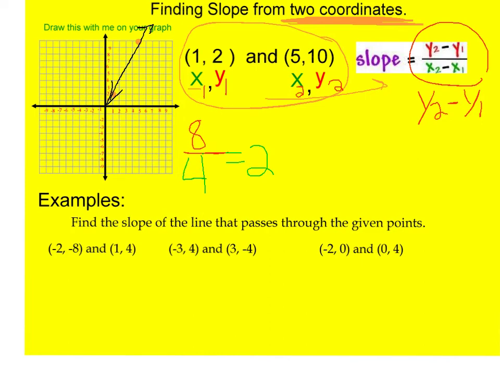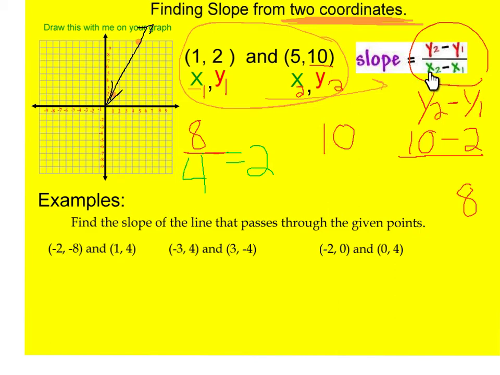decide. So y2, my y2 or my second y is 10. So I'm going to go 10 and put that in the formula. 10 minus my first y, 2. So 10 minus 2 equals what? 8. And then, hey, look at this. Hey, right there. Cool.